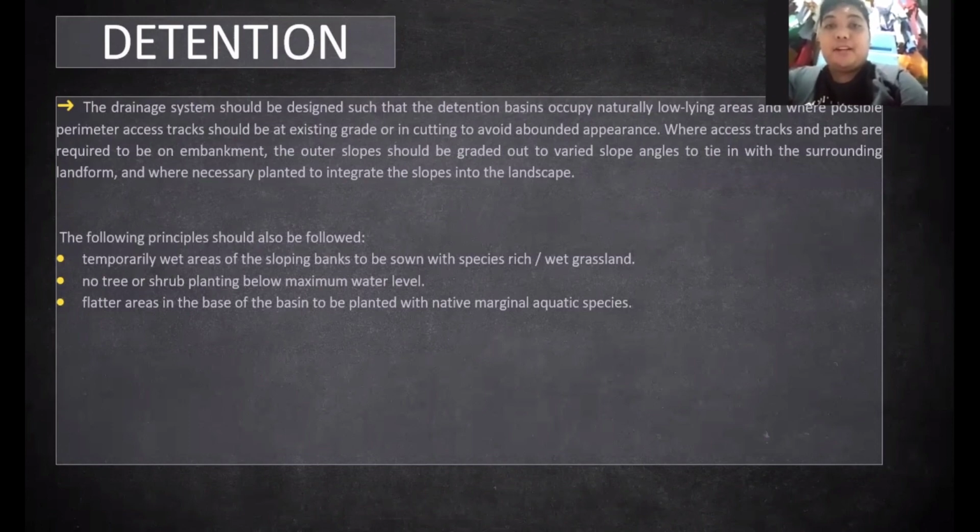First, temporarily wet areas of the sloping banks to be zoned with species-rich wet grassland. Second, no tree or shrub planting below maximum water level. And lastly, the flattened area in the base of the basin to be planted with native marginal aquatic species.